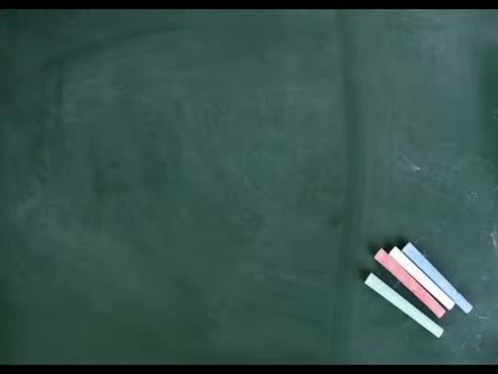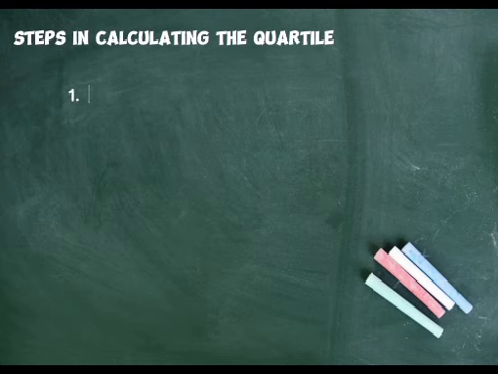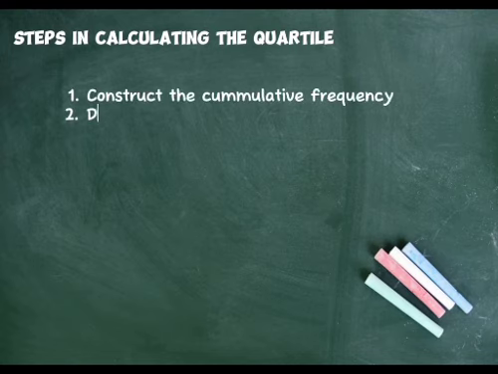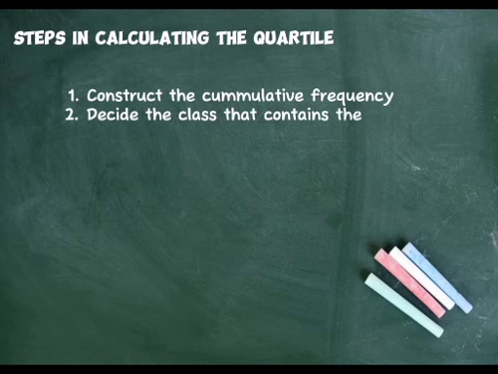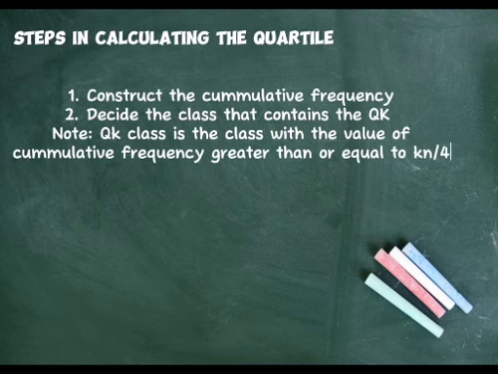Just like in the group data, we also have steps or procedures to follow in calculating the quartile. The first step is that we are going to construct the cumulative frequency distribution. Step 2, we are going to decide the class that contains the Q sub k class. Remember that the Q sub k class is a class with a value of cumulative frequency greater than or equal to k times n divided by 4.